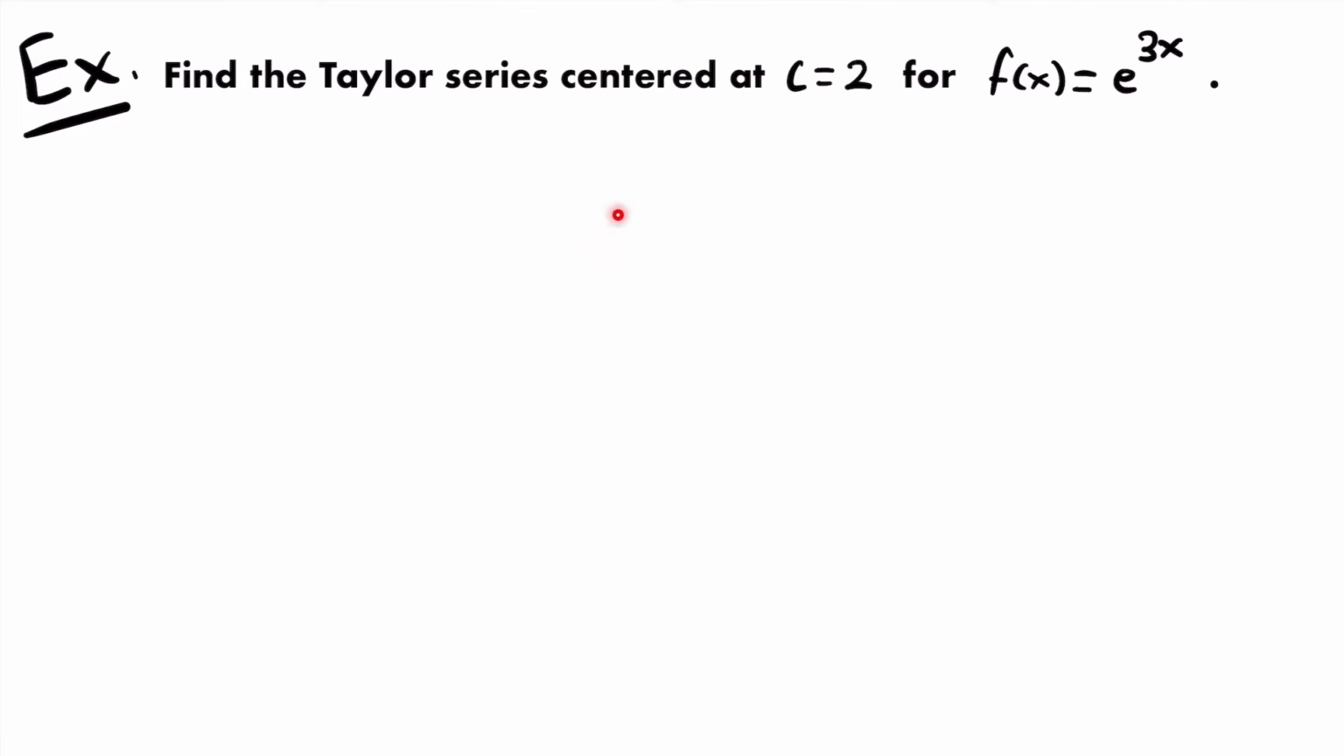All right, so here's our next example. We want to find the Taylor series centered at c equals 2 for f of x is equal to e to the power of 3x.